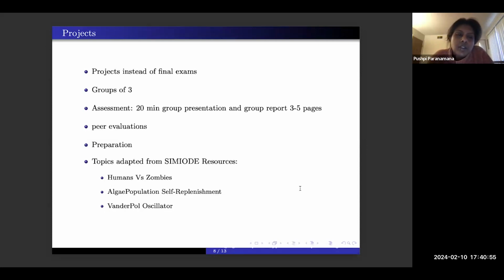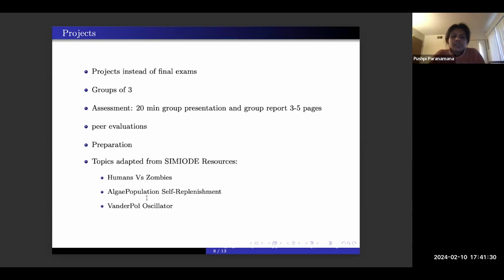And so to talk about preparation, the topic I used last semester was humans versus zombies. This is a SIR type model. The resources I actually have linked. If you go to Semioid resources, you can find these worksheets. And I actually used all those worksheets, but adapted in a way that fits my class. I added some problems, removed some problems.